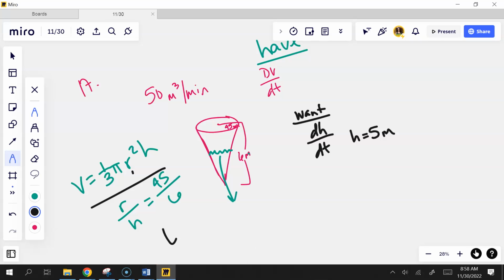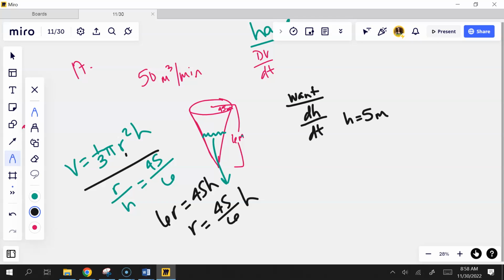So 6R equals 45H. So R equals 45 over 6 H. Is this what y'all did? This is how you did it? Does that go in evenly? No. Divide them both by 3 maybe. 15 over 2. Are y'all with me or no? Do you agree with me or no?